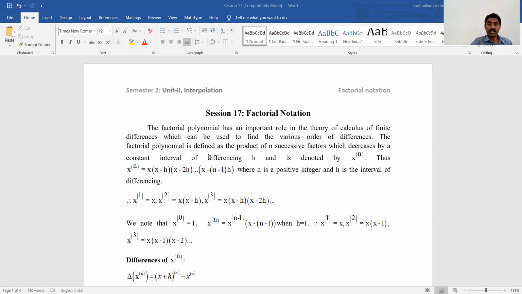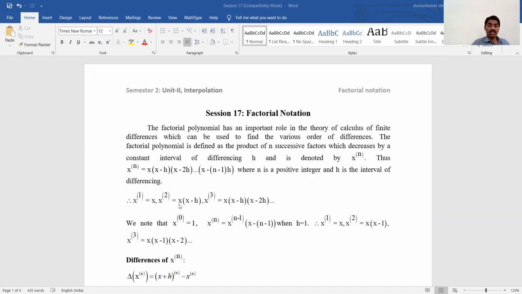The factorial polynomial is defined as a product of n successive factors, which decrease by a constant interval of differencing h, and is denoted by x to the power n, with n in brackets. Thus, x^(n) is equal to x into x minus h into x minus 2h and so on, up to x minus (n minus 1) into h, where n is a positive integer and h is the interval of differencing. Therefore, x^(1), here n is equal to 1, is x.